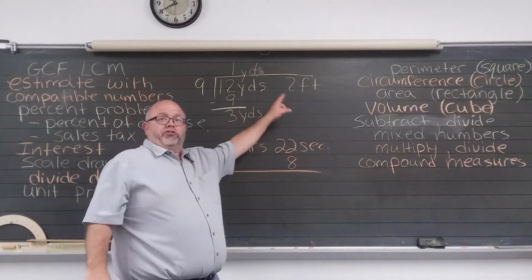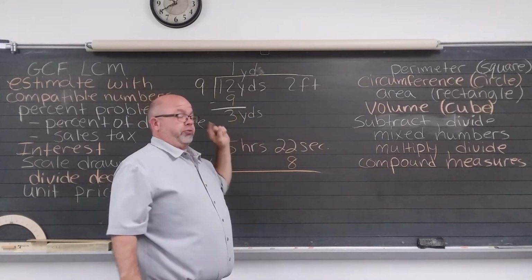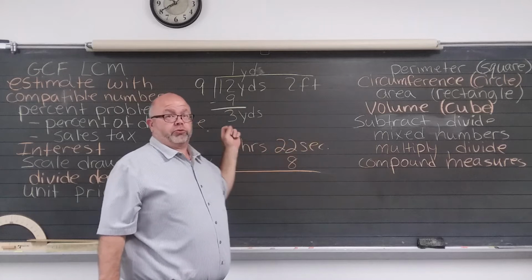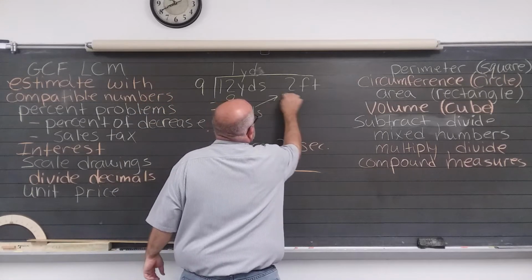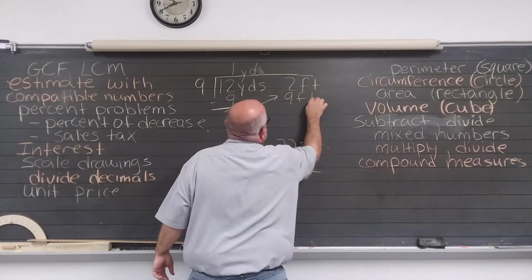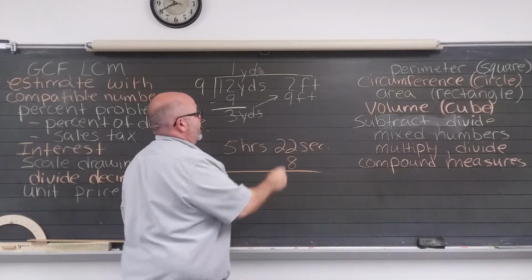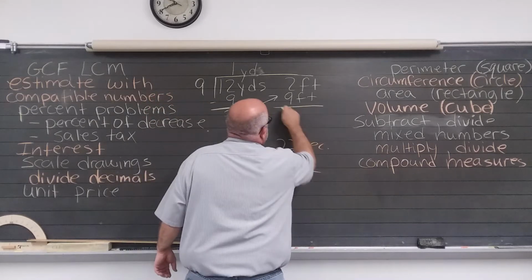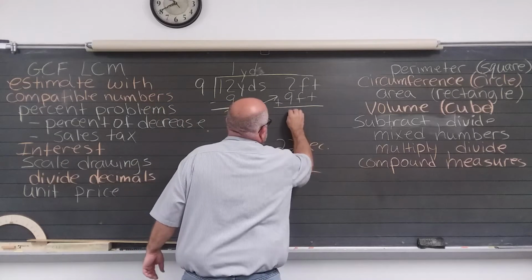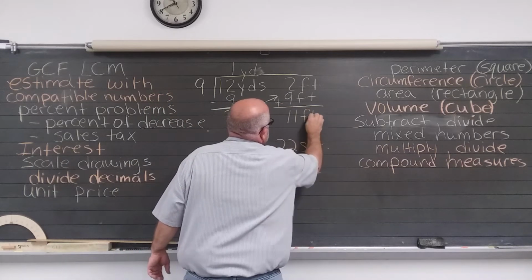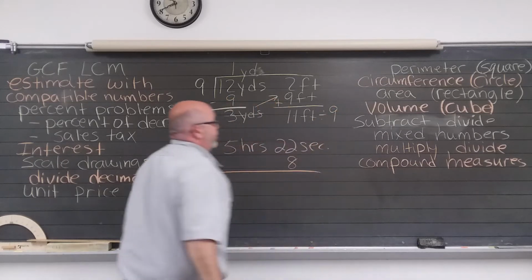Turn yards into feet. How many feet in 3 yards? There are 3 feet per yard, so 3 times 3 is 9. This goes up here. Looks like 9 feet. Okay? You're now done with this. 3 yards became 9 feet. Add this. Now we have 9 plus 2 is 11 feet. And this is the number that you're dividing by 9 now.